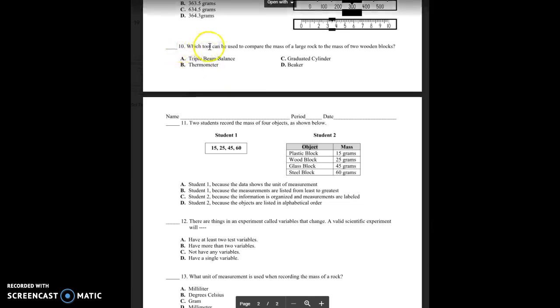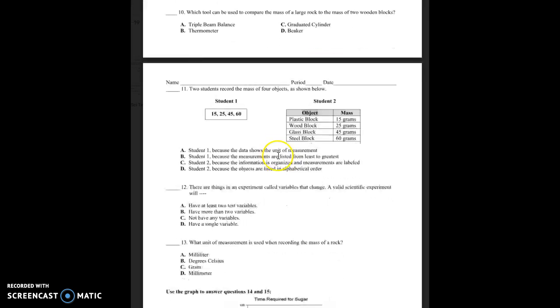Number 10. Which tool can be used to compare the mass of a large rock to the mass of 2 wooden blocks? A. A triple beam balance. B. Thermometer. C. Graduated cylinder. D. Beaker.